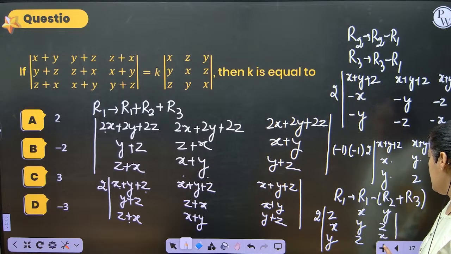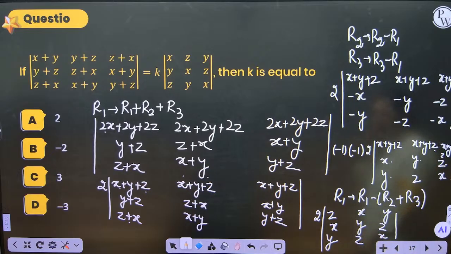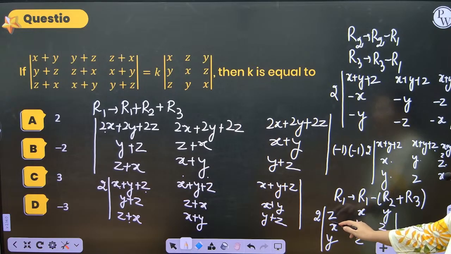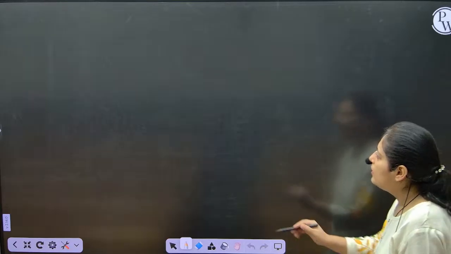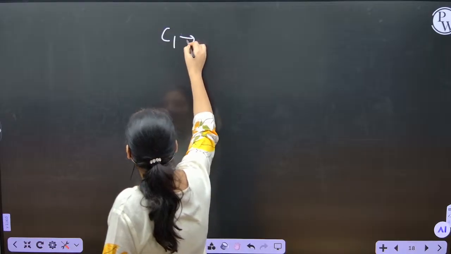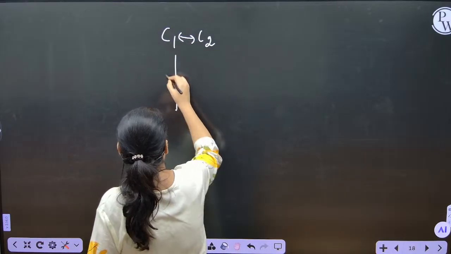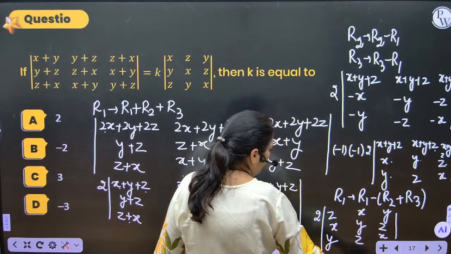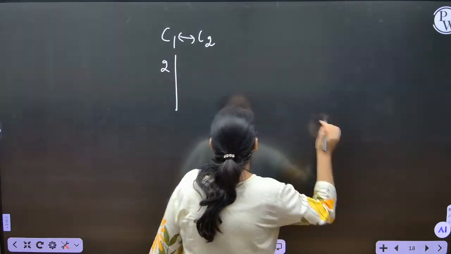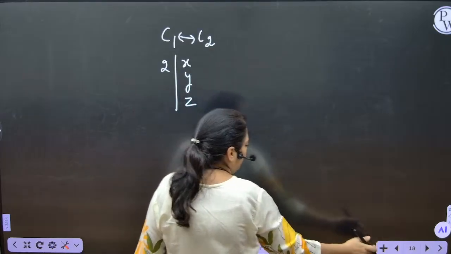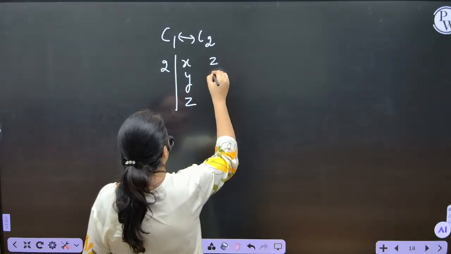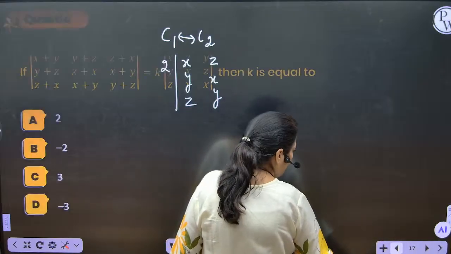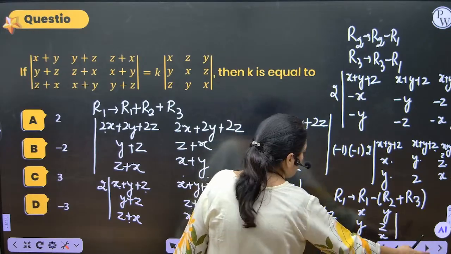So I'll write it. I am interchanging column 1 with column 2. Column 1 and column 2 I am interchanging. So what will it become? Column 2 goes outside: X, Y, Z. And column 1 will go inside: Z, X, Y. Column 3 as it is: Y, Z, X.